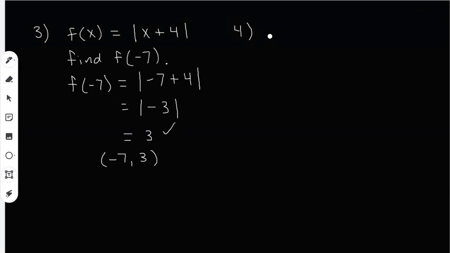All right, let's look at number 4. Now this one is going to be an exponential function. f of x equals 2 to the x minus 1 power. And it asked me to find f of 4. So that's what I need to find. I need to figure out what the function is going to give me at x equals 4.